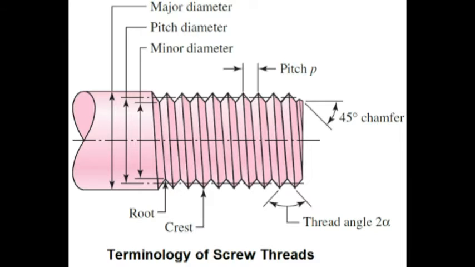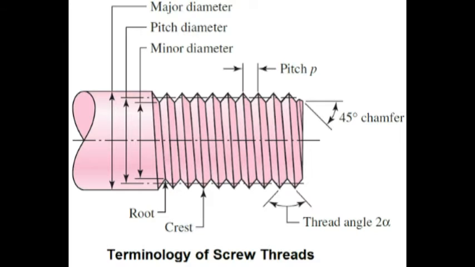Next, root is the bottom of the groove between the sides of two adjacent threads. And next one is flank. The straight surface between the crest and root is called flank. So the straight surface between the crest and root, which connects the crest with the root. So this is the flank.